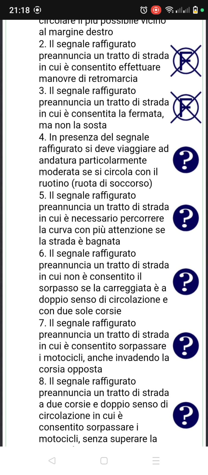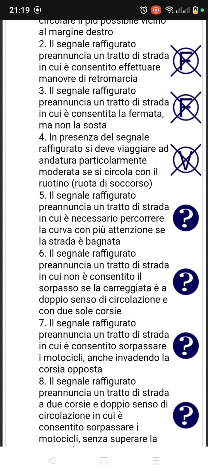Number four, in presenza di segnale raffigurato si deve viaggiare ad andatura particolarmente moderata se si circola con il ruotino di soccorso. Yes, it's true. So, in the presence of this sign figure, you must travel ad andatura particolarmente moderata. So, you must travel with a particularly moderate movement, that is, moderated.